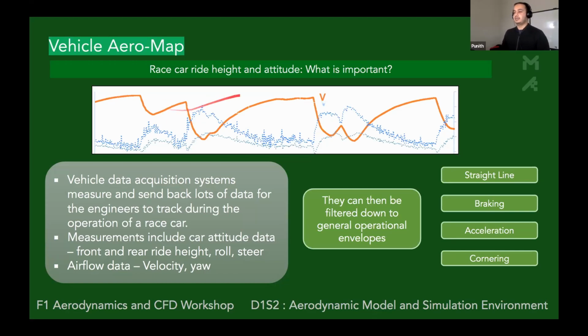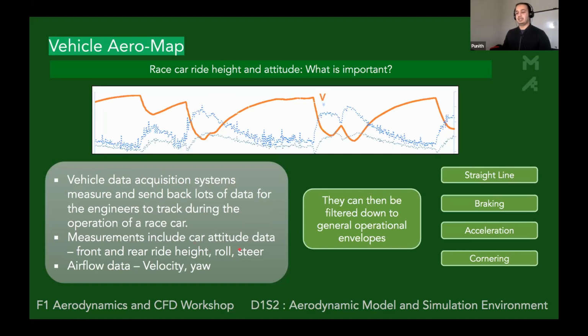And as an example, this is just a speed trace. So the orange one is a speed trace of the car. You can see the corners almost. So some of you can probably pick that up straight away. These two, I believe, are ride height. I've lost the legend here somehow. So what this is saying is we have such good vehicle data acquisition systems on the race cars now that they measure and send back lots of data for the engineers to track during the operation of the race car.